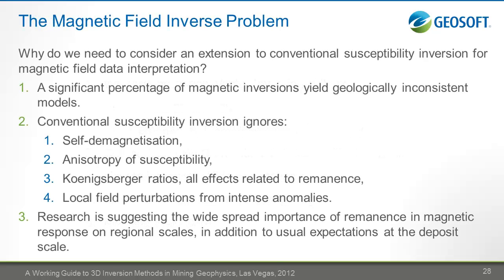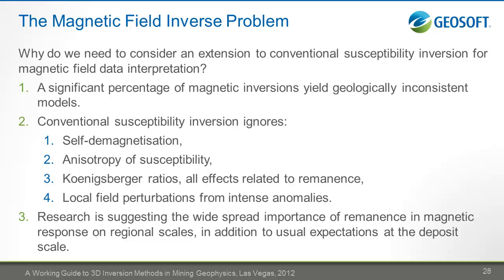Firstly, why do we need to consider an extension to conventional susceptibility inversion? Well, firstly, we've noted that over the years a significant percentage of magnetic inversions yield geologically inconsistent models. And one of the reasons that this might be occurring is because these conventional susceptibility inversions ignore demagnetization, anisotropy, any effect related to remanence, and also any effects related to local field perturbations.